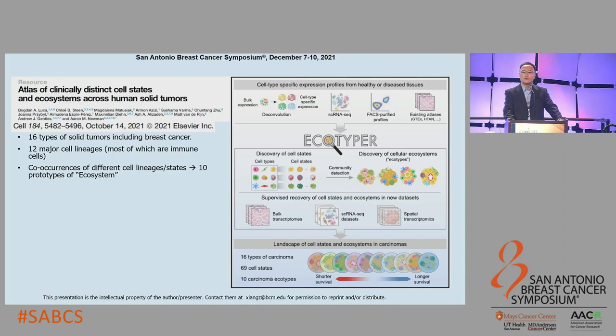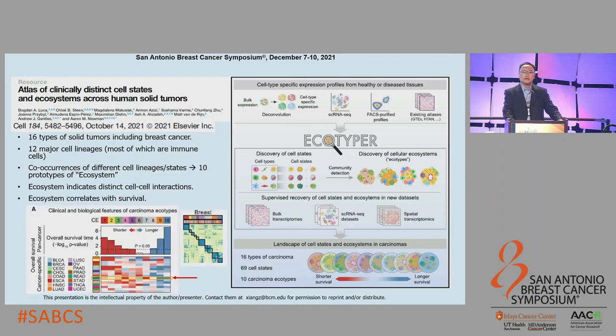I think this is a great word because it reflects that there's a co-evolution between different cell types and the tumor cells. Ecosystems obviously indicate distinct cell-cell interactions, and they also correlate with prognosis.